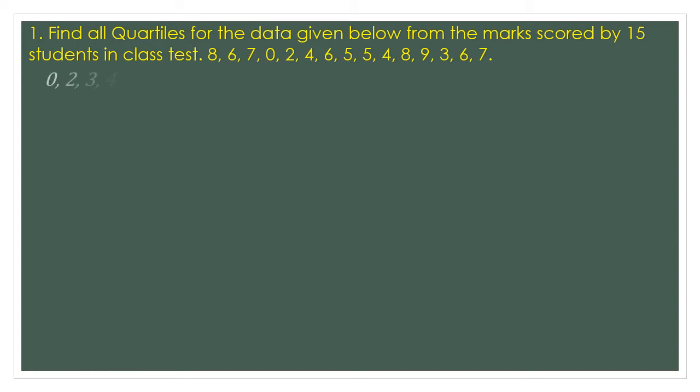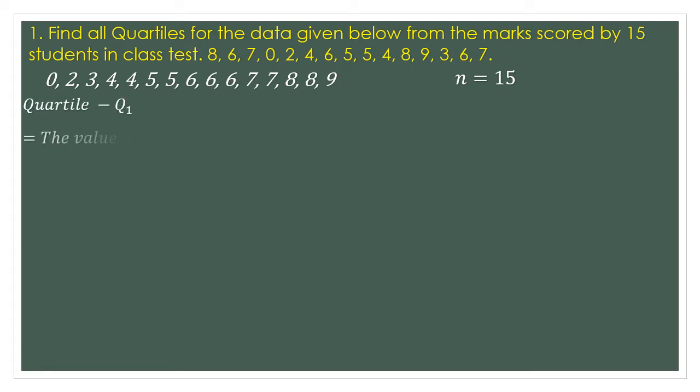So the ascending order for that will be 0, 2, 3, 4, 4, 5, 5, 6, 6, 7, 7, 8, and 9. Okay, so these are the 15 observations. That means my value of n here is 15. I have to find all the quartiles. Now there are three quartiles in our data, Q1, Q2 and Q3. So let's start with the first quartile, that is Q1.